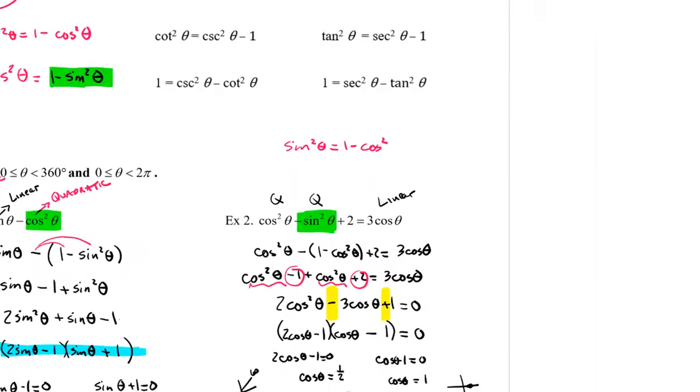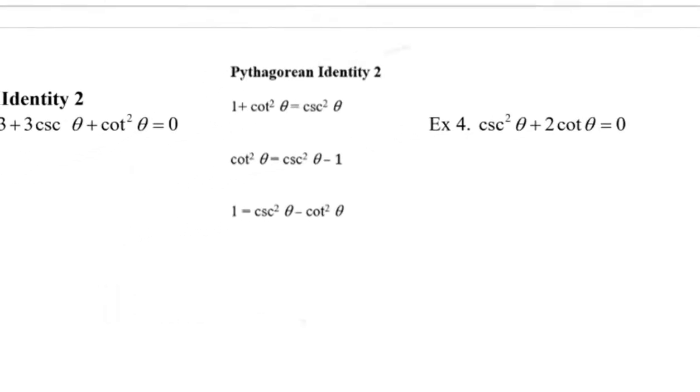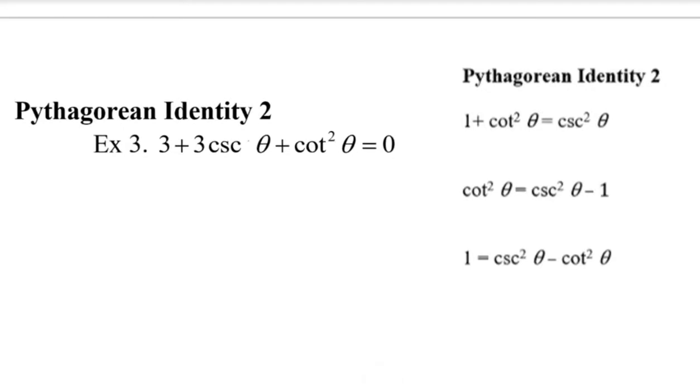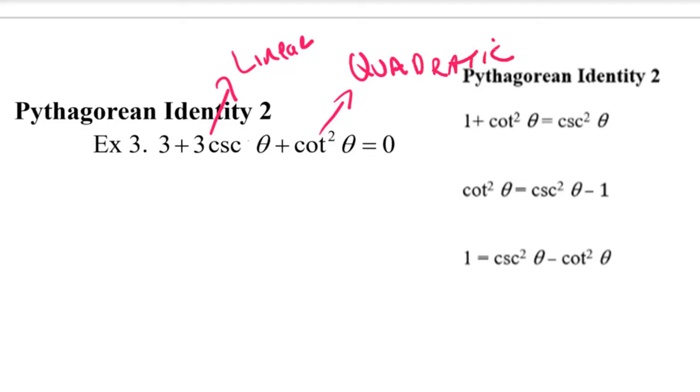All right, so we've already done the sine and cosine one, so let's get right into Pythagorean identity number 2 with example number 3 here. We've got 3 plus cosecant theta plus cotangent squared theta. One of the things you want to look at is the linear term. Remember, the linear term is the one without an exponent that has a trig function. So that's my linear term. My other term, cotangent squared, is a quadratic term, and then there's 3 over here, that's just a constant.